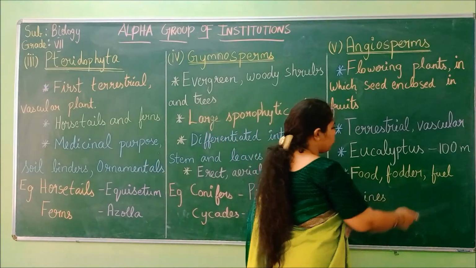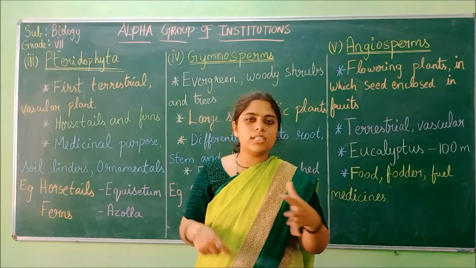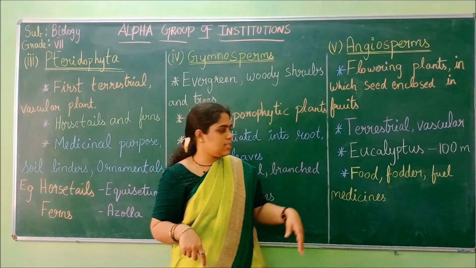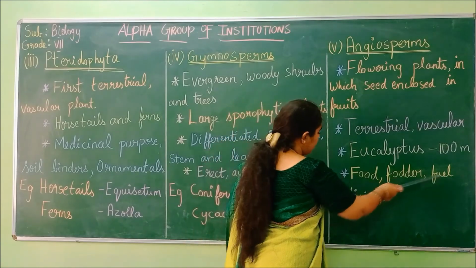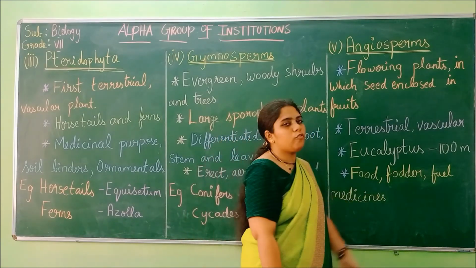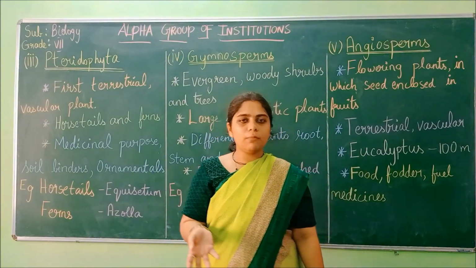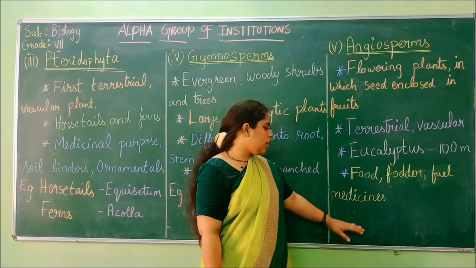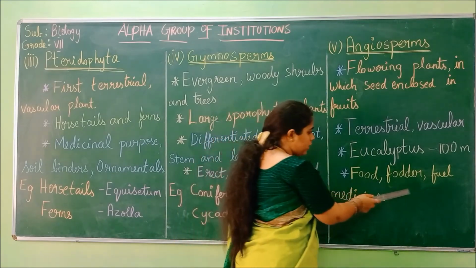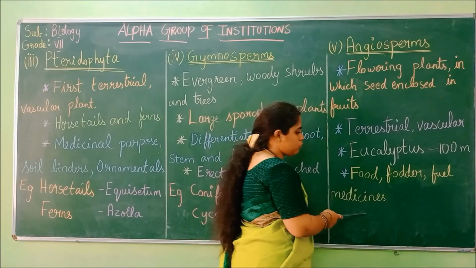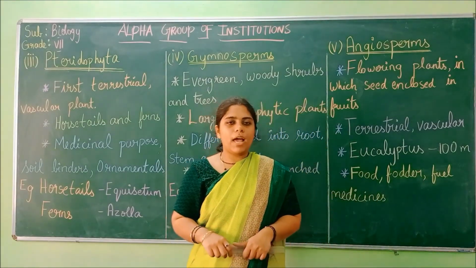And third is fuel. By burning the wood, we get heat energy, so we use it as fuel. So food, fodder and fuel. Last is medicine: extracting their chemicals and using them to make medicines. All these uses come under angiosperms: food, fodder, fuel and finally medicines for medicinal purposes. So these are the classification of the plant kingdom.